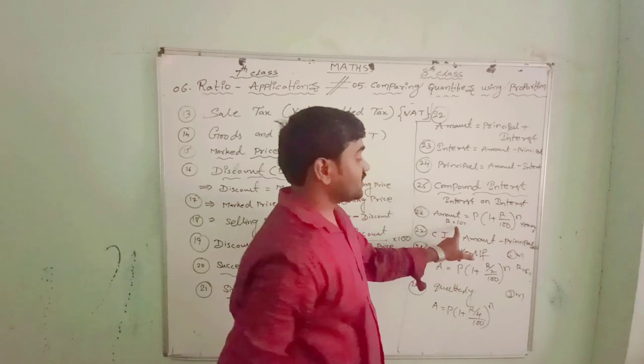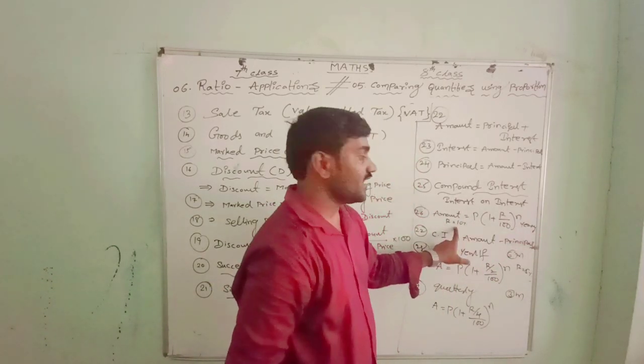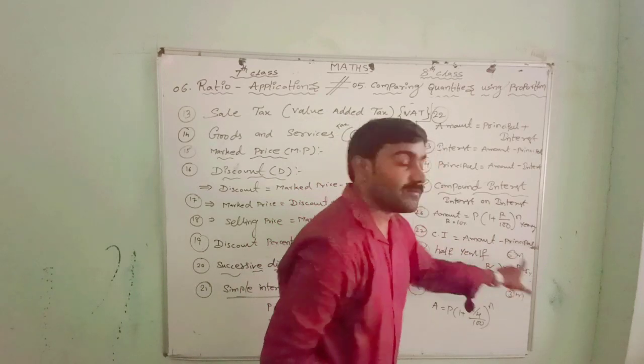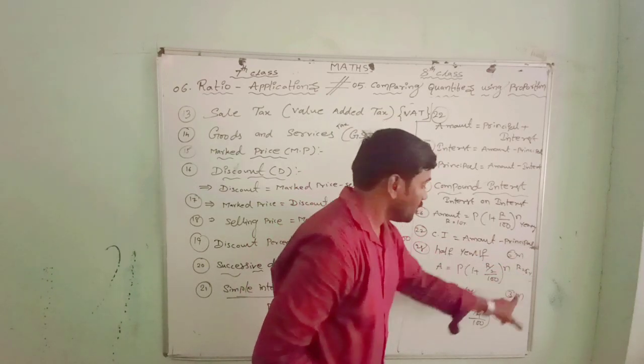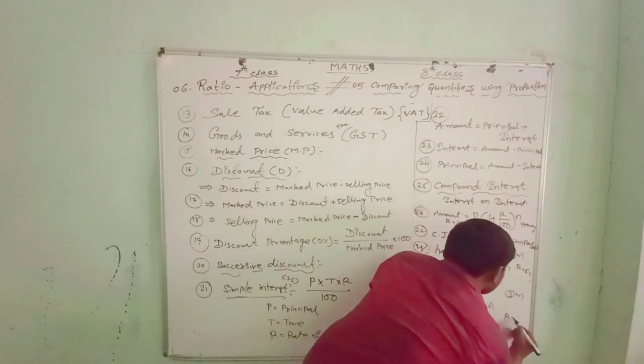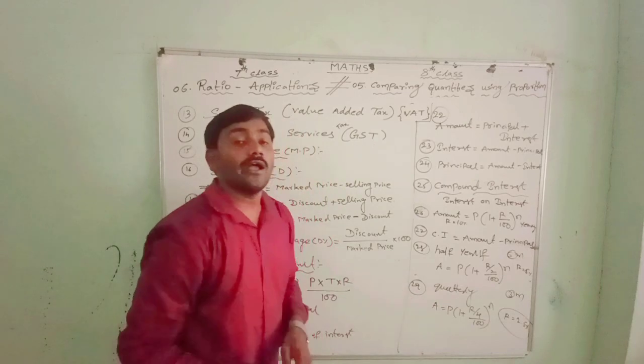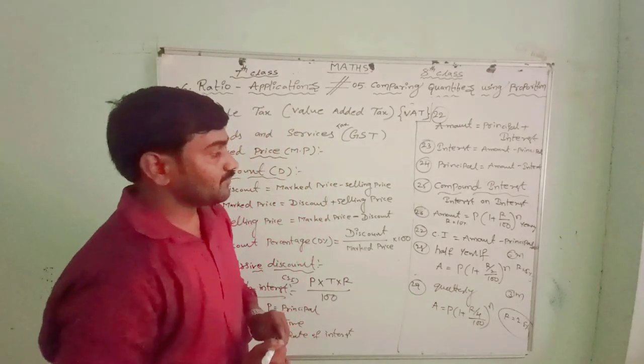See, if the rate of interest is 10 for yearly, then for half yearly it will be 10 by 2, 5%. For quarterly it will be 10 by 4, that is nothing but R equal to 2.5% only. The rate of interest will be calculated as 2.5%.